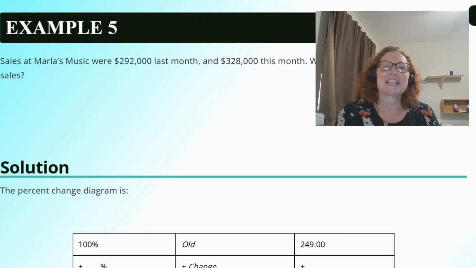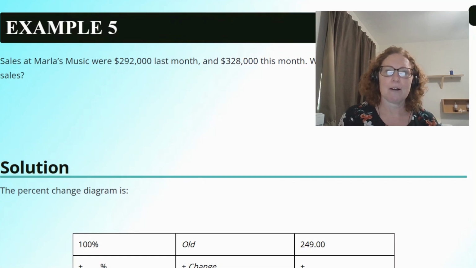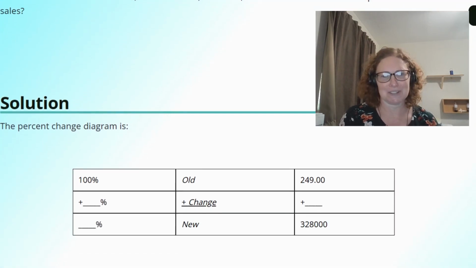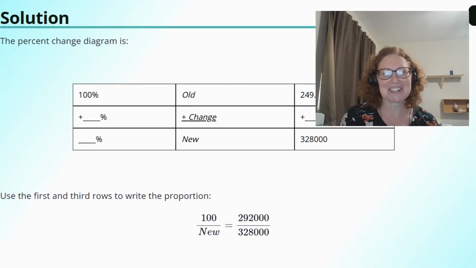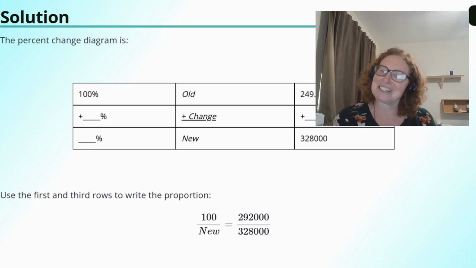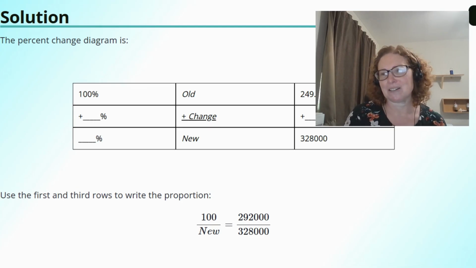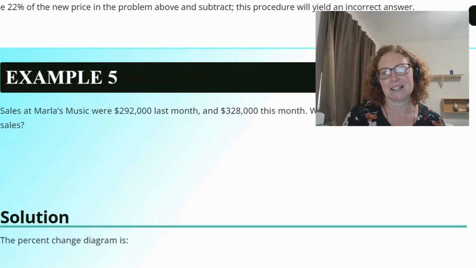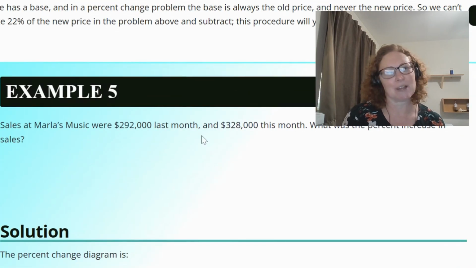Okay, so sales at Marla's Music were 292,000 last month and 328,000 this month. What was the percent increase in sales? So here's our diagram. We know 100%, of course, because that's always the original. We're looking for the percent change. It was 292,000 last month and 328 this month.